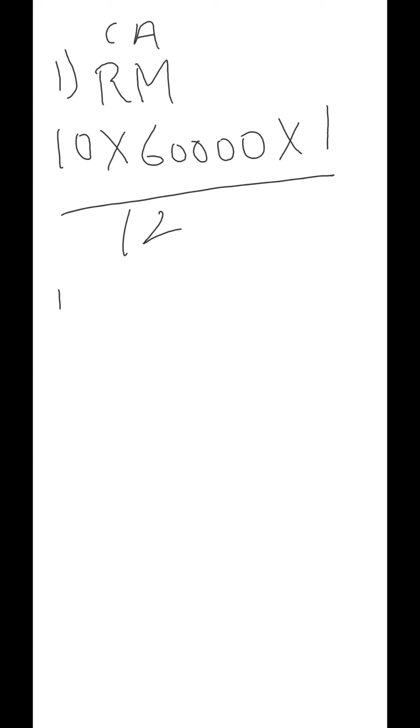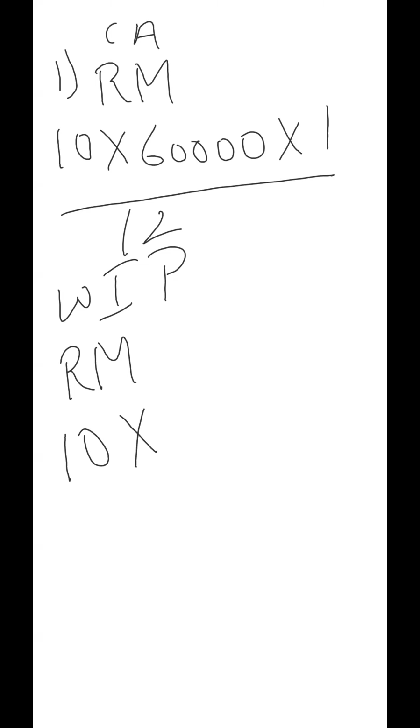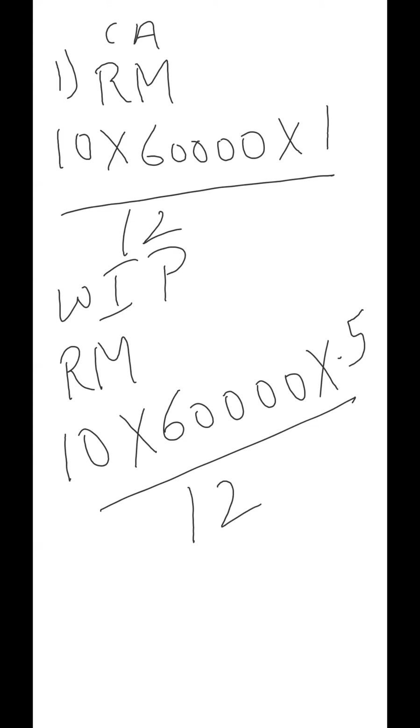Now we have to move to the work in progress. What is exactly included for the work in progress? The first thing that will be included is the raw material. So what is the cost for the raw material? What cost is given per unit? 10. What is the number of units? That is 60,000. Now average work in progress is half a month. That is 0.5 divided by 12. Till now clear?